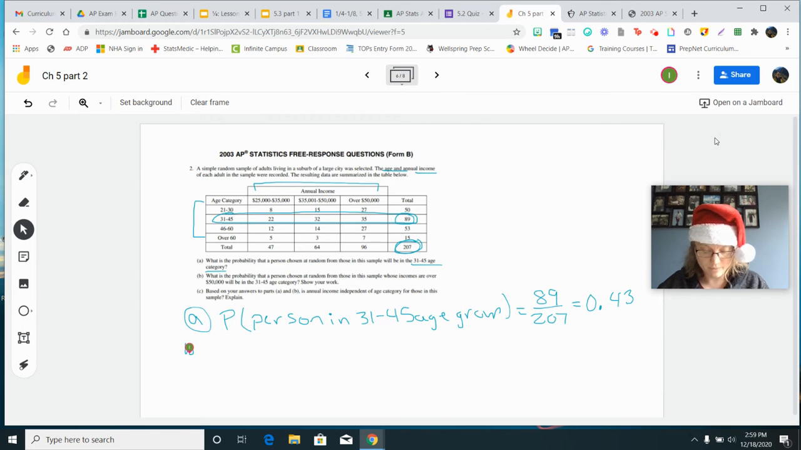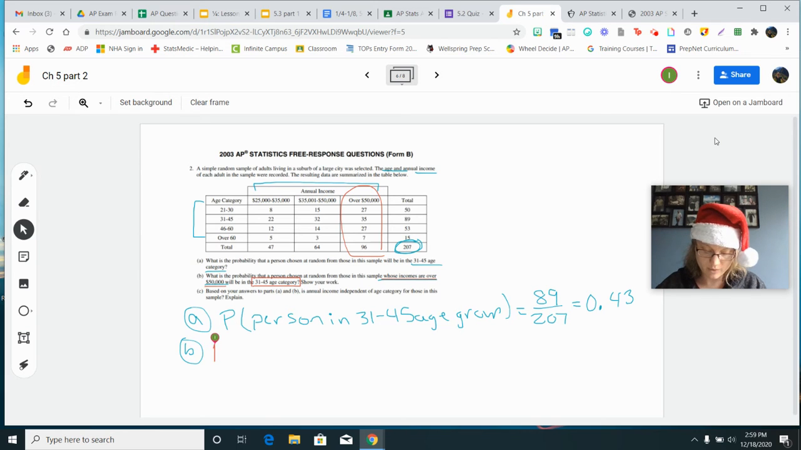For part B, what is the probability that a person chosen at random has an income over 50,000? So we know we have a person whose income is in the over 50,000 group. I'm going to switch colors here. What is the chance then that they're going to be in this age group? Now we're setting a condition that you have to make over 50,000. Does that change my probability of having a 31 to 45-year-old?